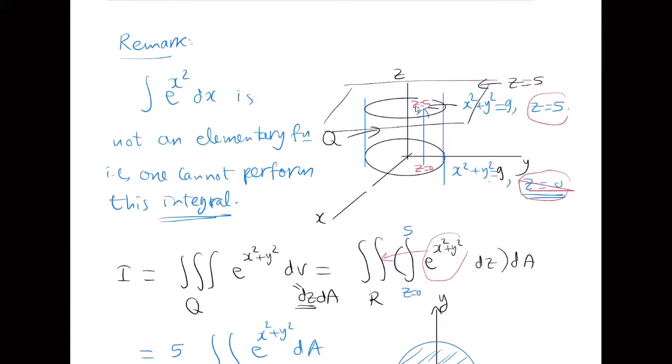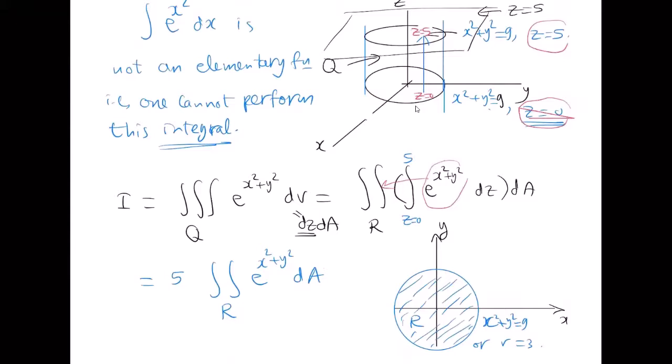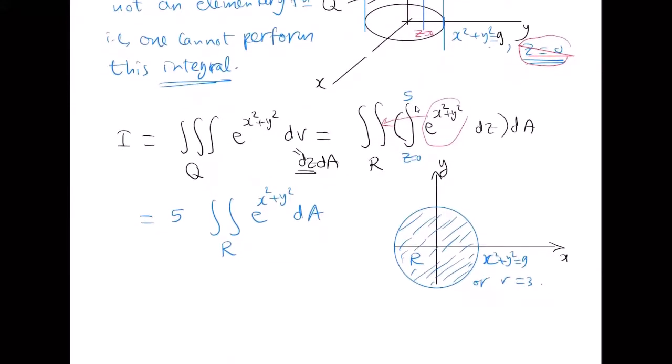So integrating this function, it's a constant function with respect to z, and moving from the smallest z, which is z equals 0, up to z equals 5, then integrating the result with respect to x and y, or the area element in the xy plane later in the coming step. This is constant with respect to z, comes out, and then z from 0 to 5 is 5. This is easy. And the 5 is a constant to be taken out.